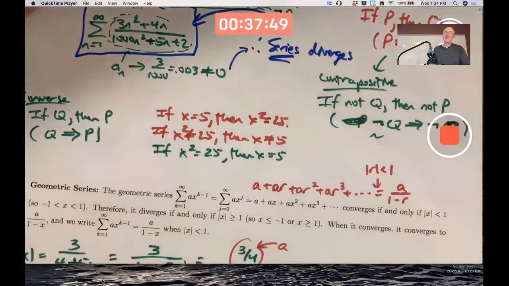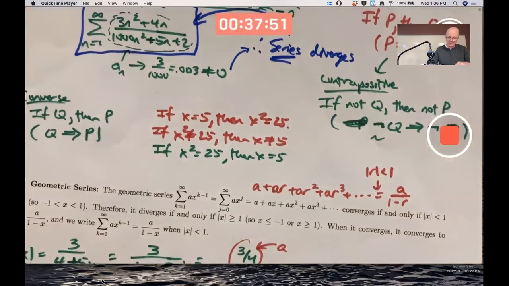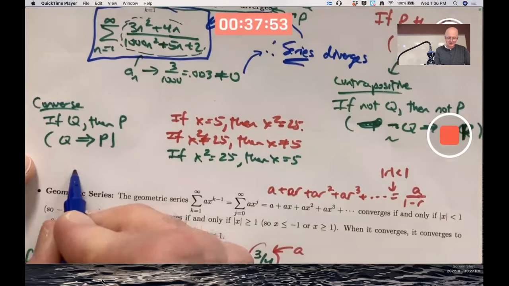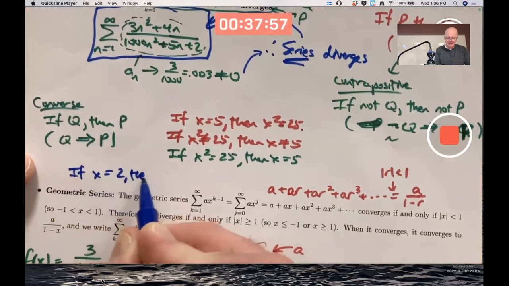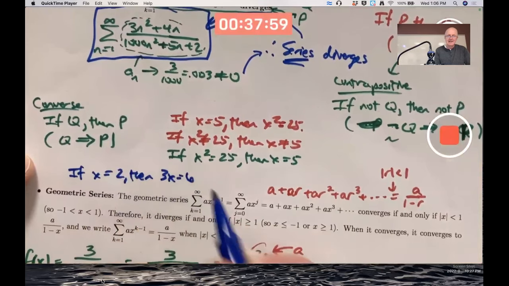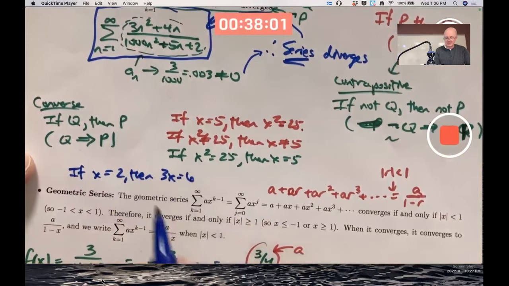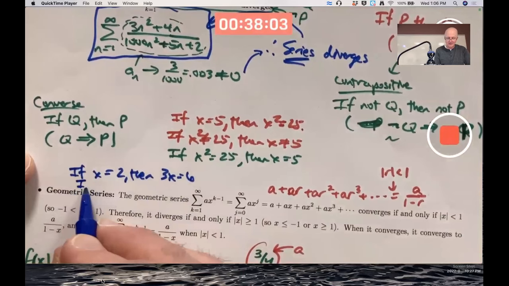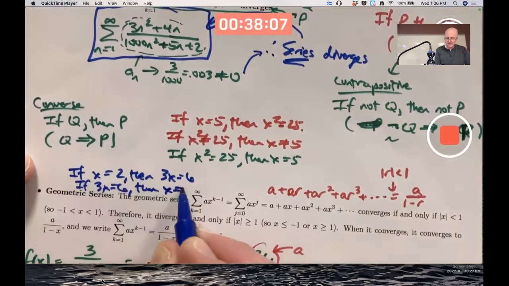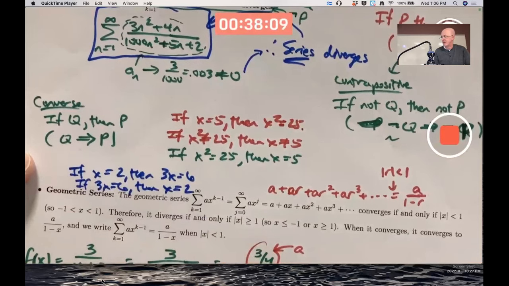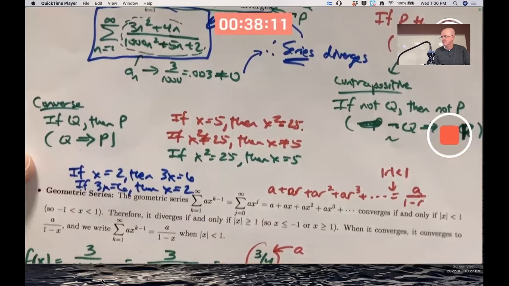An example where both the original statement and the converse are true, I'd have to do a simpler algebraic equation, is if x is 2, then 3x is 6. That would be an example where the original statement is true and the converse is true. If 3x is 6, then x is 2. Those are both true, even though they're not equivalent. They're two different mini theorems, you might say.